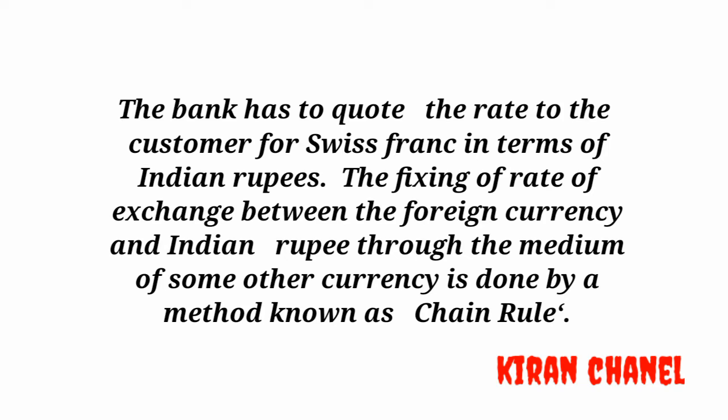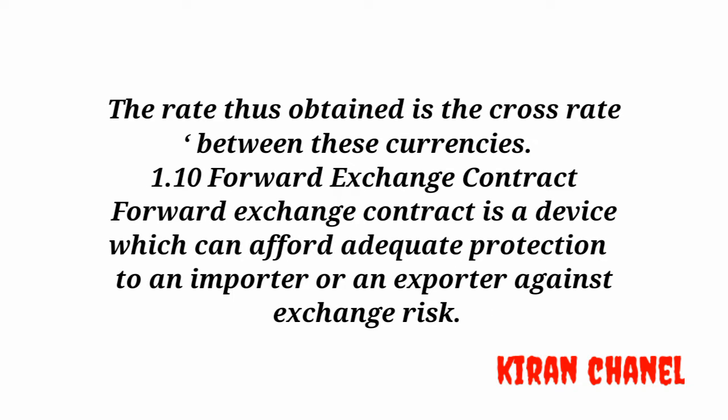The fixing of rate of exchange between the foreign currency and Indian rupee through the medium of some other currency is done by a method known as chain rule. The rate thus obtained is the cross rate between these currencies.